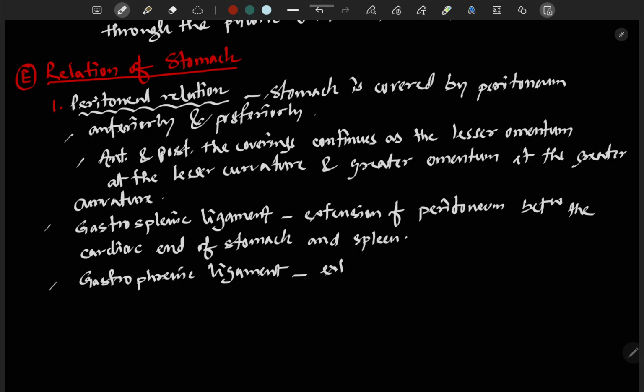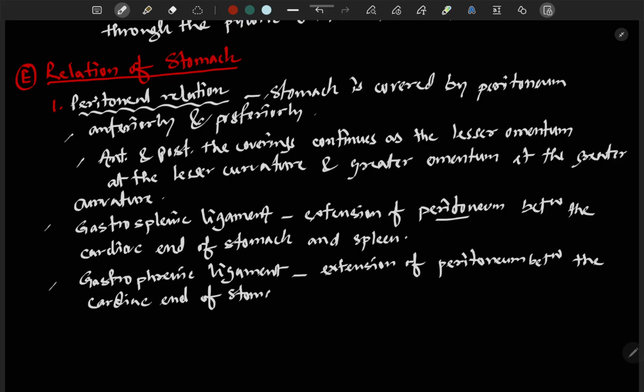It is also the extension of the same peritoneum, same as this, between the cardiac end of the stomach and diaphragm. Diaphragm in another term is known as the phrenic. So it is the extension between the cardiac end of the stomach and diaphragm.